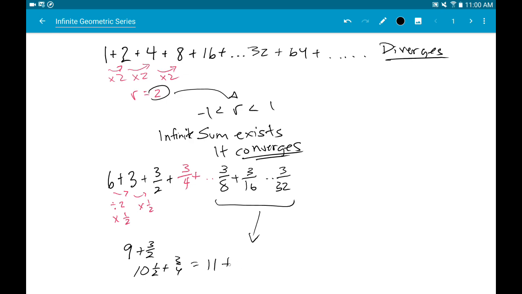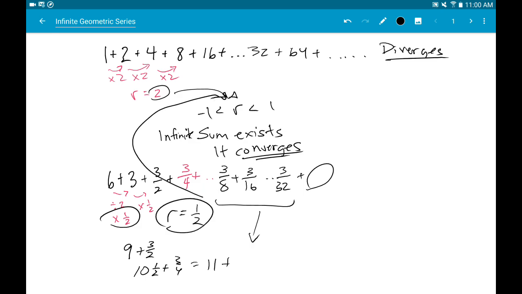The idea is, does it level off? Does it approach a sum? Are you eventually adding fractions that are so small that it's like you're adding almost nothing? And also, down here, R is 1/2, and 1/2 falls in this range, so the idea is it will converge.